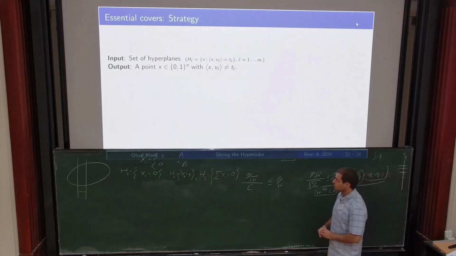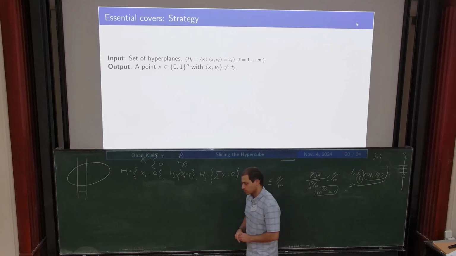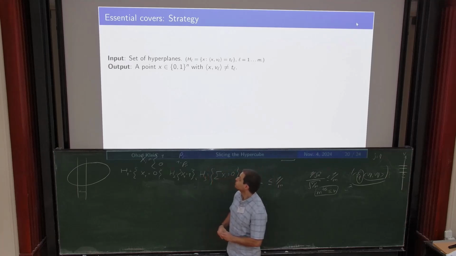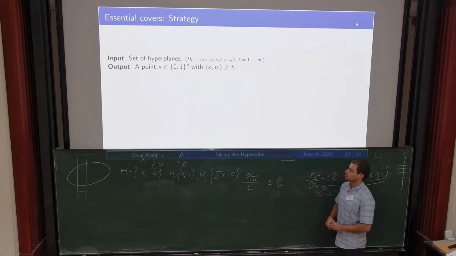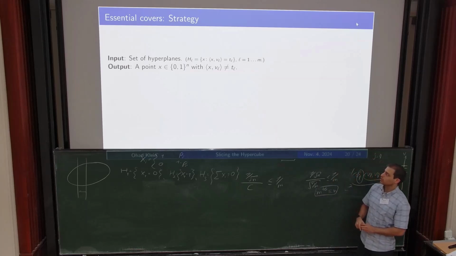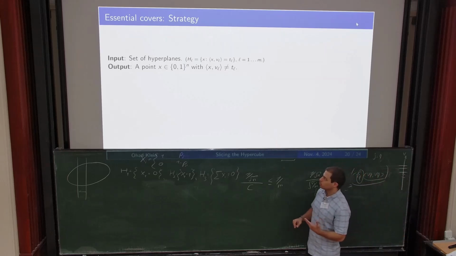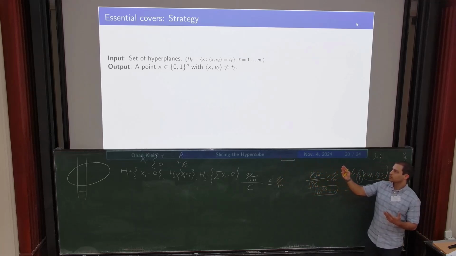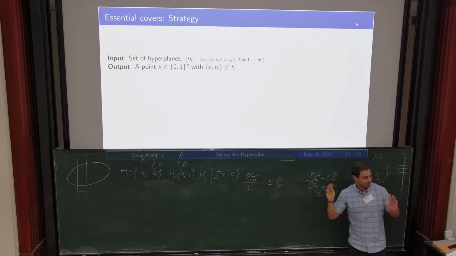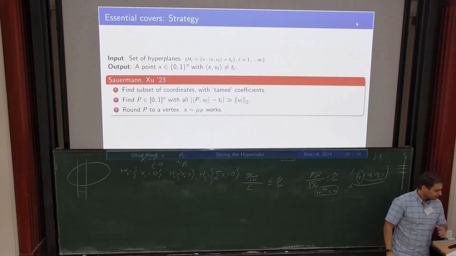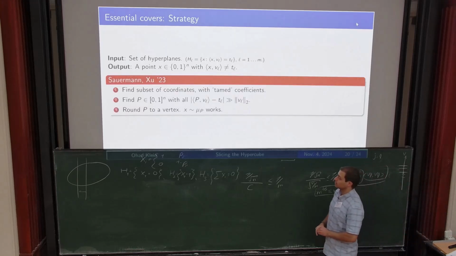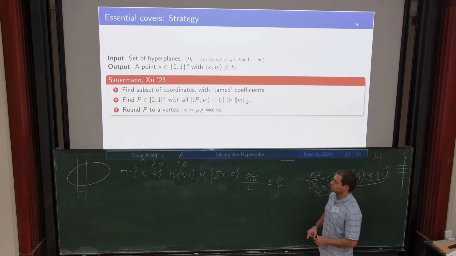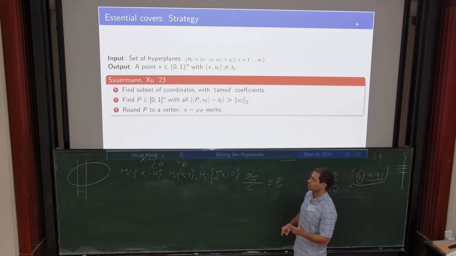So what we do next is to give an outline of the proof of Sauermann and Rousseau. The general idea of the proof is to give an algorithm. The input of this algorithm is a set of hyperplanes, and what they want to do is just to give a point that is outside of these hyperplanes. The general method has three steps.